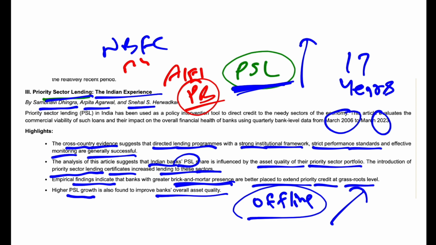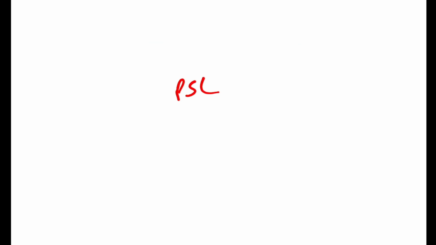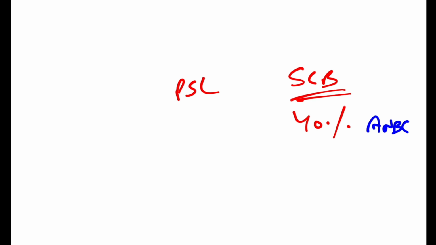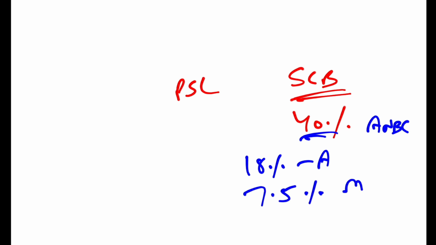So how much is the priority sector lending and which are the priority sectors? Priority sectors you must be already knowing, right? For scheduled commercial banks, it is 40% of the adjusted net bank credit. In that there is a subcategory also. Of the 40%, 18% is for agriculture, 7.5% is for MSMEs, and 12% is for the weaker section of the society, right? Then what about regional rural banks?